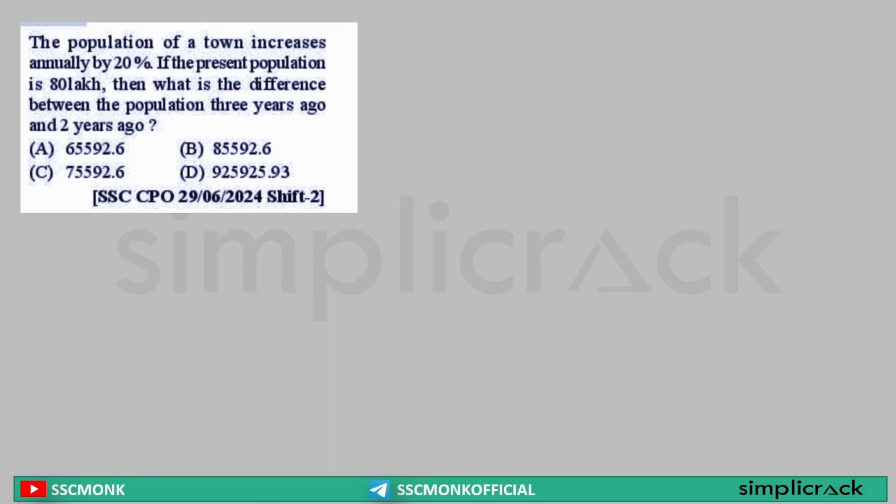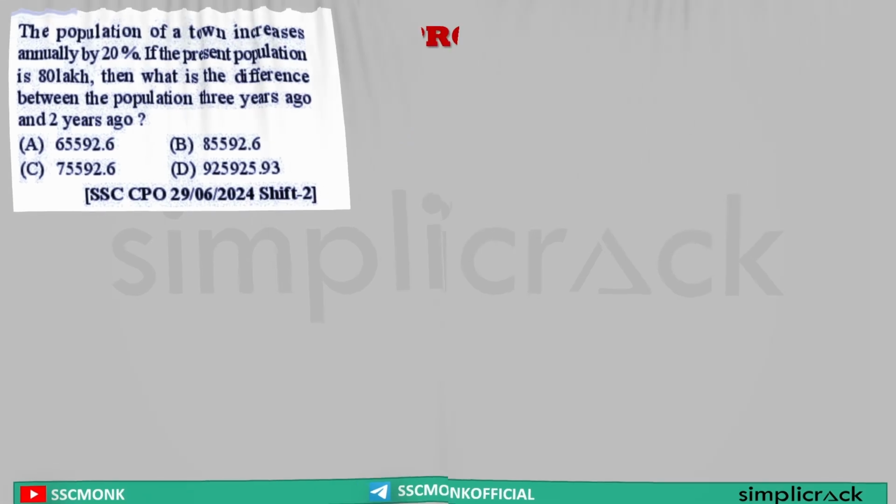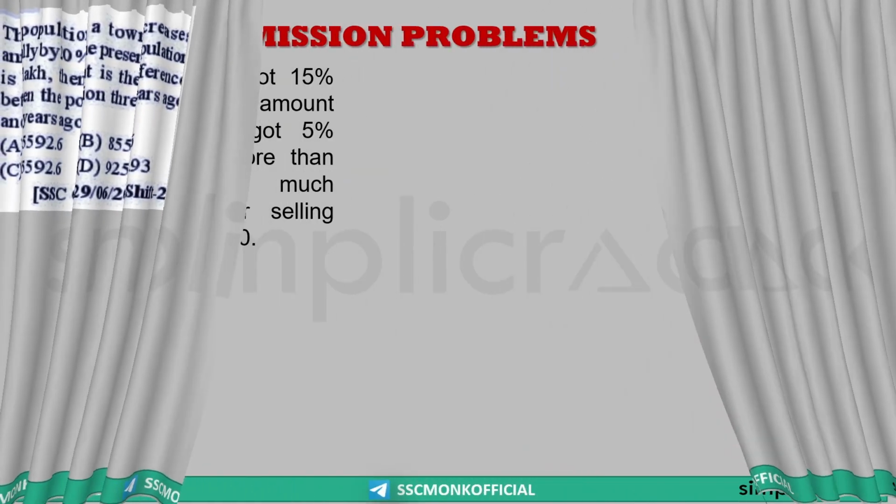Next. The population of a town is increasing by 20%. If the present population is 80 lakhs, then what is the difference between the population of 3 years ago and 2 years ago? This is homework. Completely silly question.